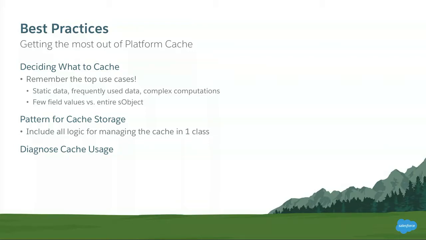And pattern for cache storage. Obviously, this would depend on your organization and what kind of data you're using. But we do have one recommendation, and that's to include all logic for managing the cache in one class, so that you only have one single source of truth, one single source of error. You can also avoid overriding already cached values from a different class, because when you see it on one page, it's a lot easier to do.